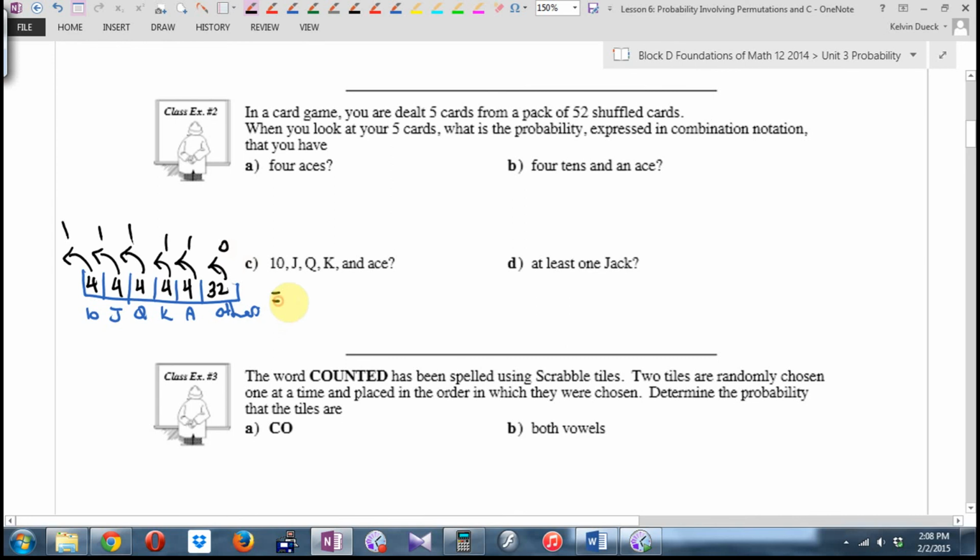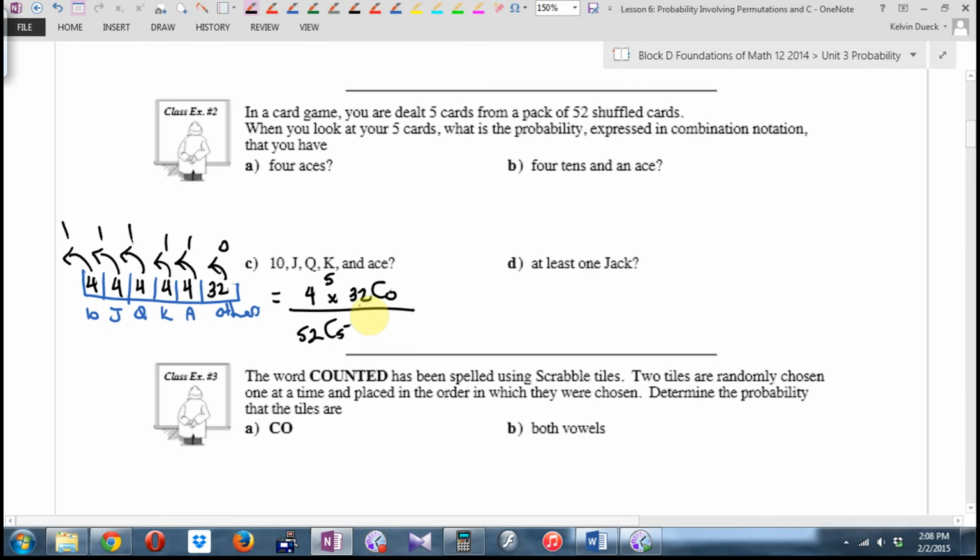You know what? This ends up being 4 to the 5th. And from 32, choose none. By the way, what's 32 choose none? 1. Okay, so I don't need to really put that there. Over from 52, choose 5. That'll get you there.